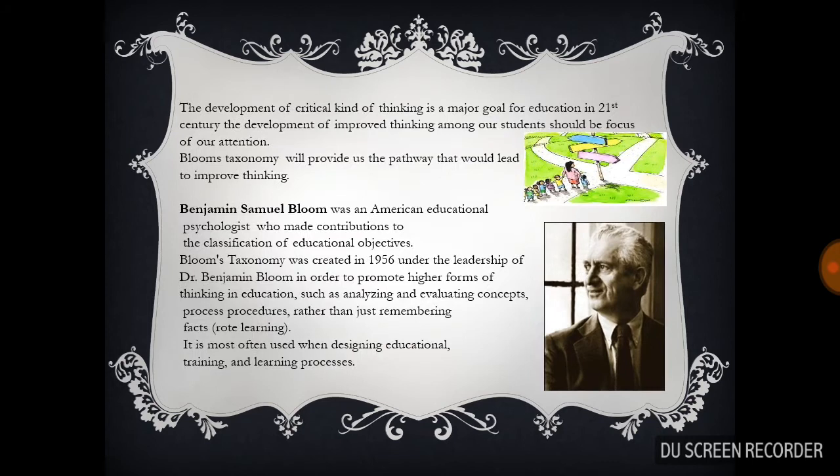The development of critical thinking among the students is the major goal for education in the 21st century. Here the term critical thinking means thinking that is very disciplined, clear, open-minded and supported by evidence. Bloom's taxonomy provides us the pathway to improve and generate critical thinking among the students.